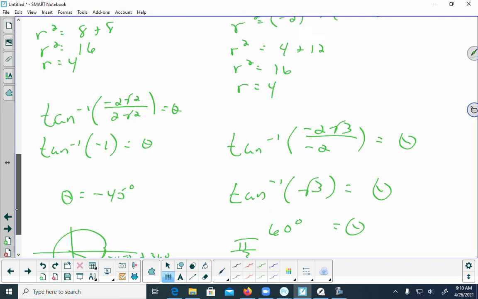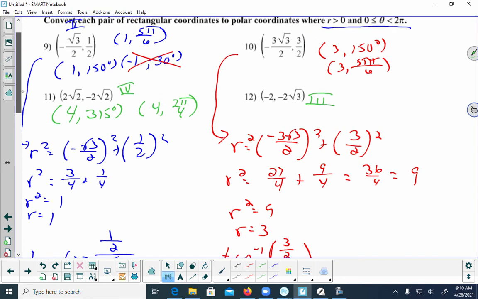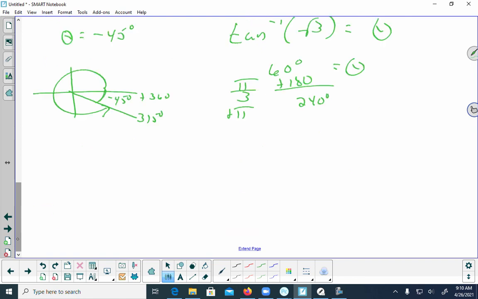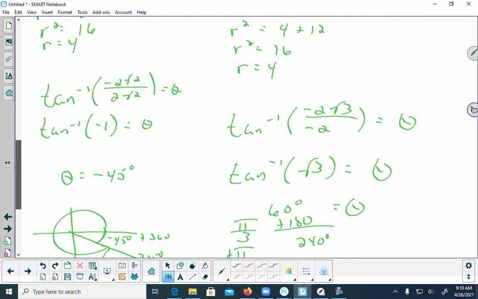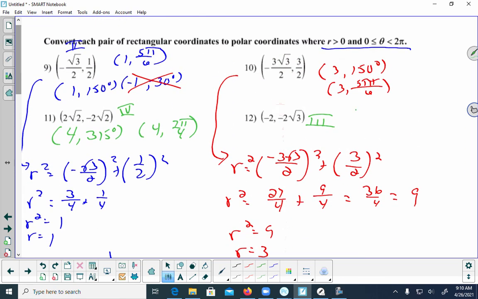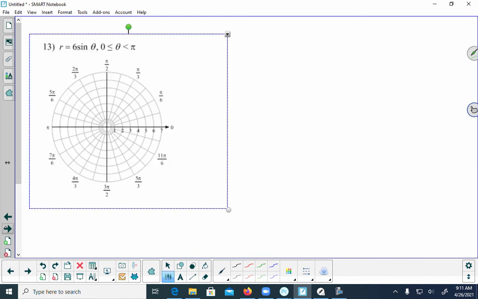But that is in the first quadrant. This ordered pair is actually in the third. So I'm either going to add 180 and get 240 degrees, or I'm going to add pi and get 4 pi over 3. So my final answer for that one, my radius was 4. So it's going to be 4, 240 degrees, or 4, 4 pi over 3. Preferring the radians over the degrees.